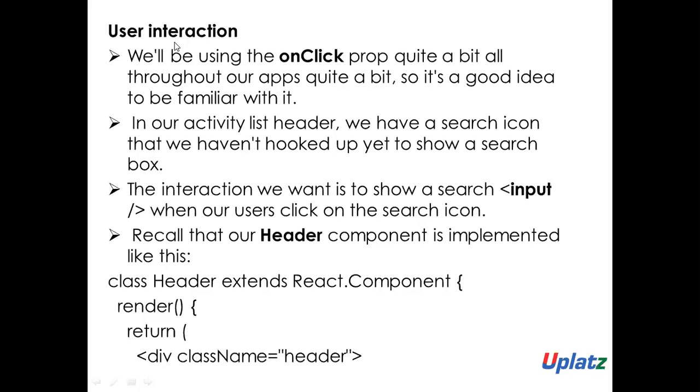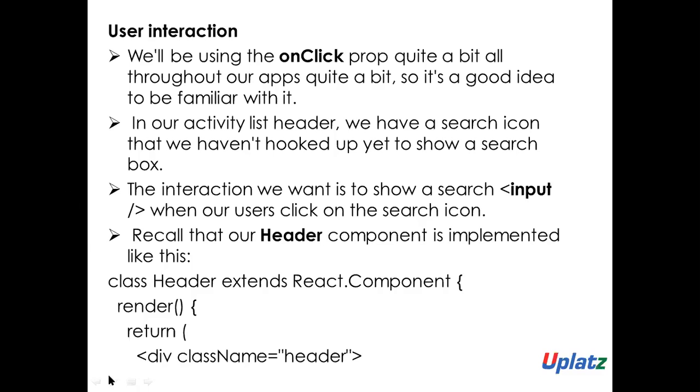So what is basically user interaction? It is nothing but the user creating an event using onClick. It is all throughout our apps. In our activity, we have a search icon that we have hooked up to show a search box. The interaction we want to show is a search input field whenever the user clicks on that particular search icon. So just recall the header component that is implemented.